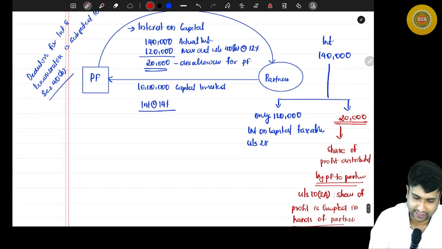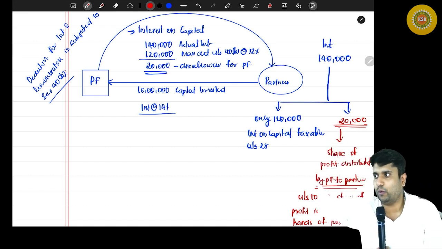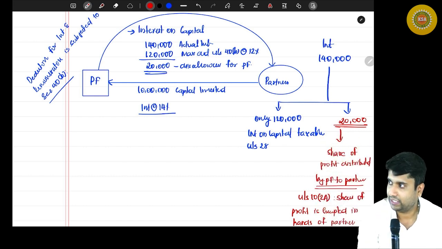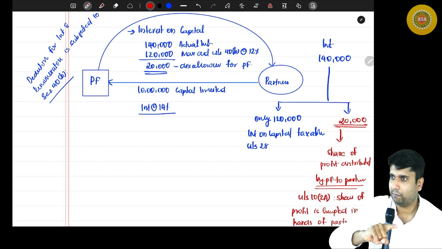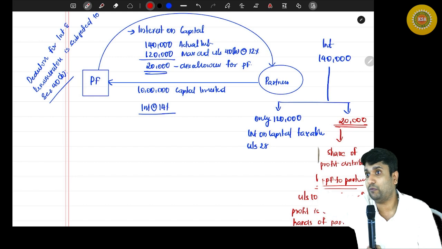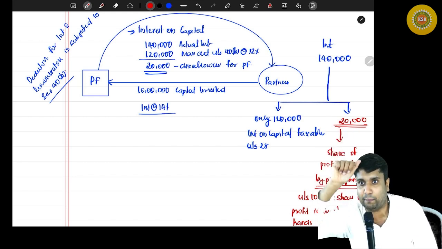See, imagine a situation. The Income Tax department only told that out of 1,40,000, only 1,20,000 is the deductible interest. They told this to the partnership firm. But the partnership firm has given 1,40,000 to the partner. So out of that 1,40,000, only 1,20,000 will become interest on capital received by the partner.